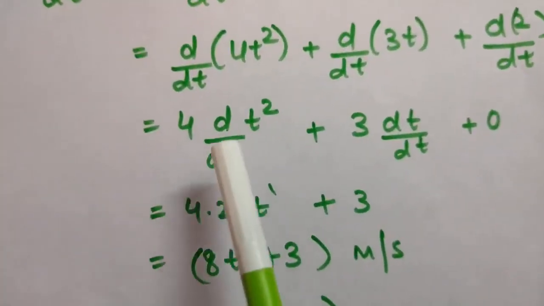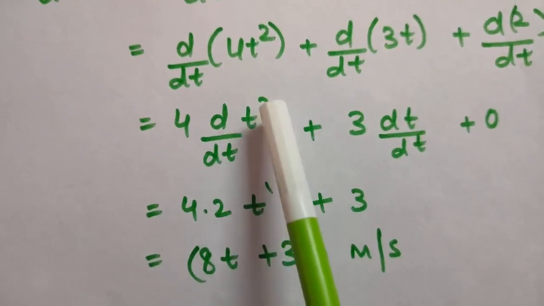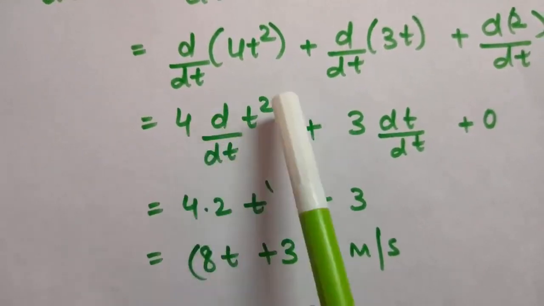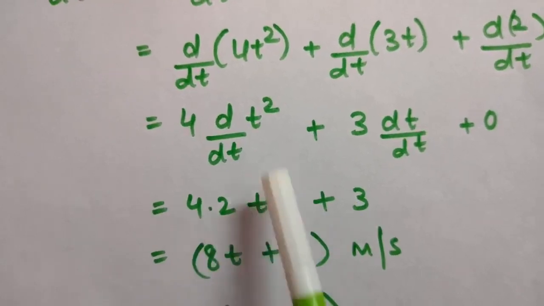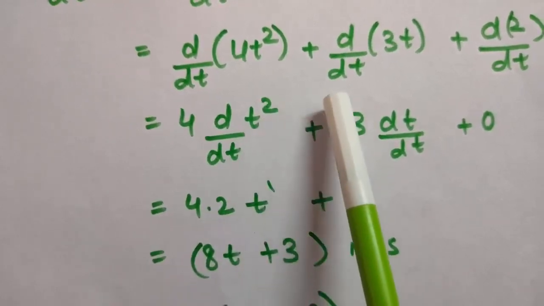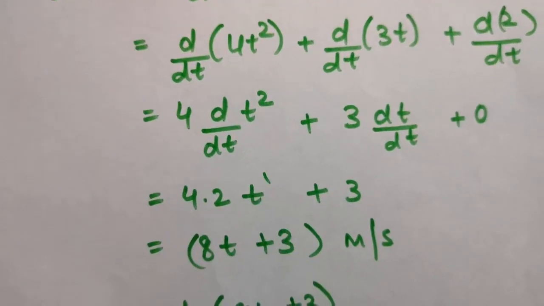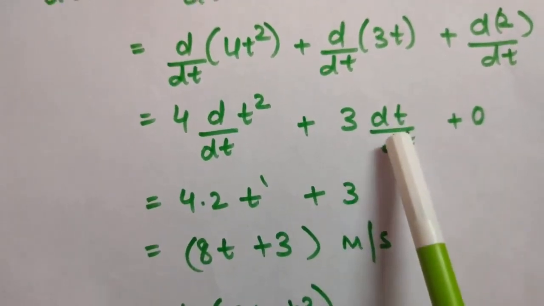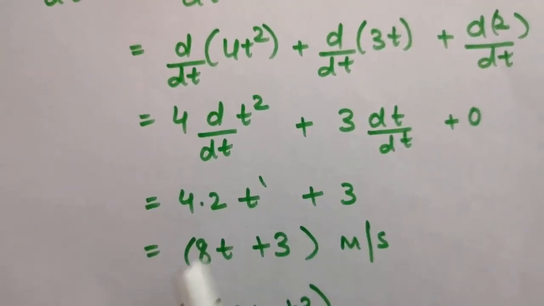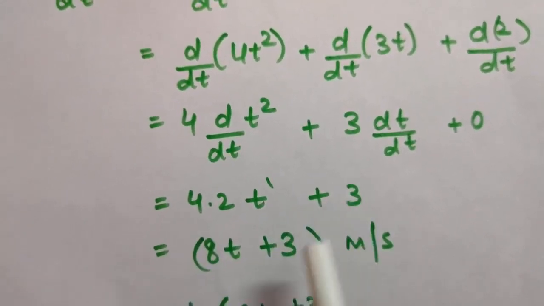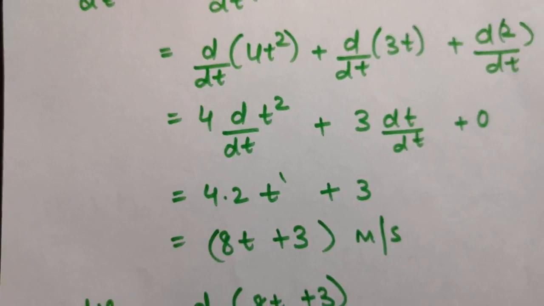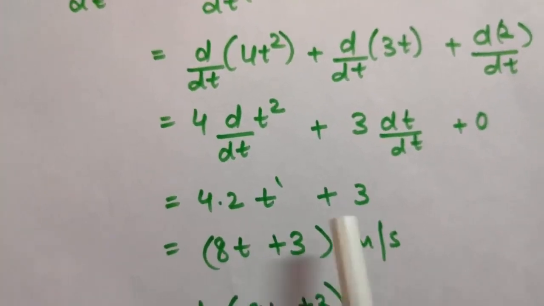Now, differentiation of a power means the power will come outside and 1 will be subtracted from the power. So 2 will come outside and 1 will be subtracted, that means 2 minus 1. So you will be left with t to the power 1, and dt by dt is 1, so we will get only 3. So that means 8t plus 3. This is your velocity, because we have solved the differentiation here.